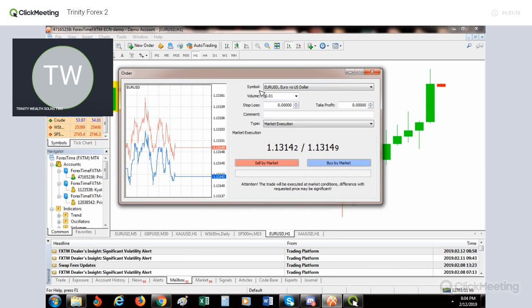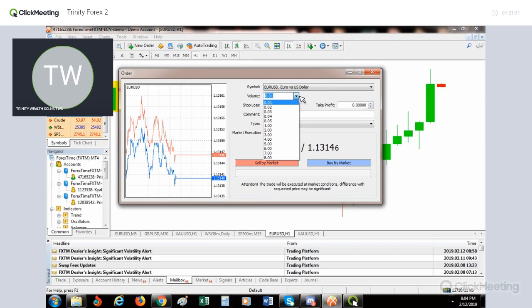The first line is simple. It tells you the currency pair you're about to open a trade for. The second one is the volume, which means the number of lots. Remember, we said there is the standard lot, which can be one, given as $100,000.